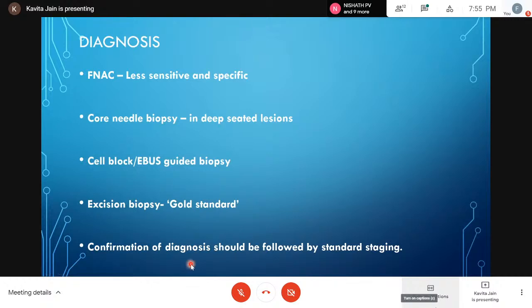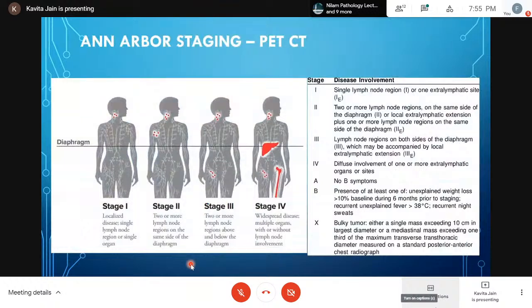Now confirmation of diagnosis should be followed by standard staging. Of course we all are aware of this term, ARBOR staging, which was initially done by lymphangiography and splenectomy. You must have heard that they used to do splenectomy for staging. But since the advent of PET CT, the patient definitely has an advantage over this. So I'll not go into the details.